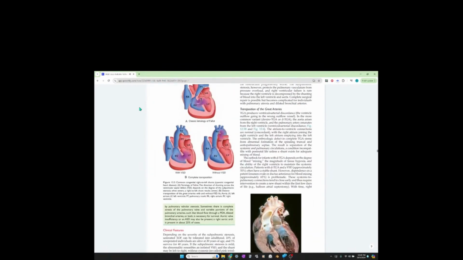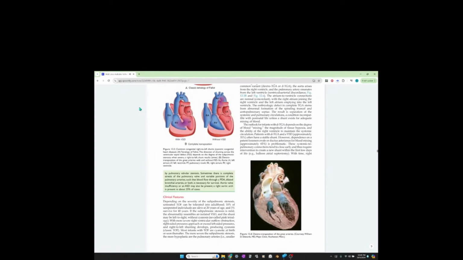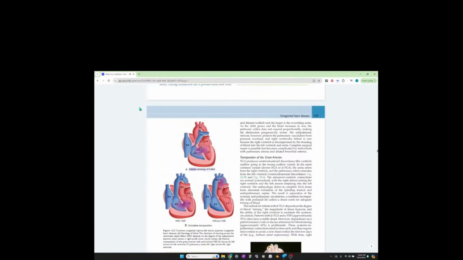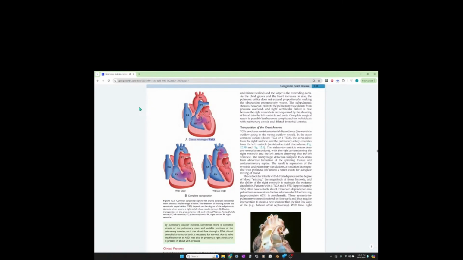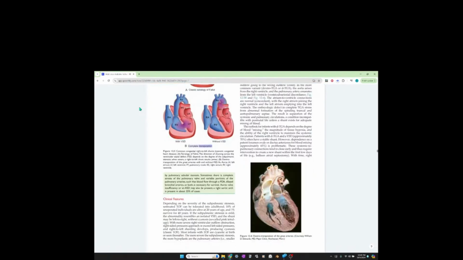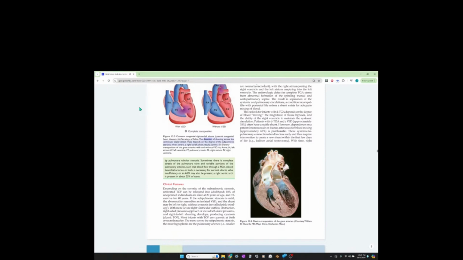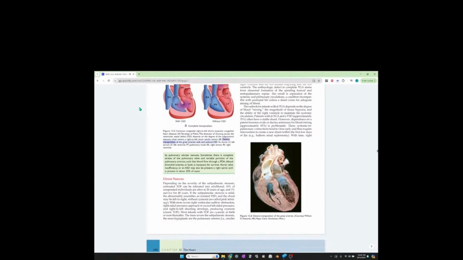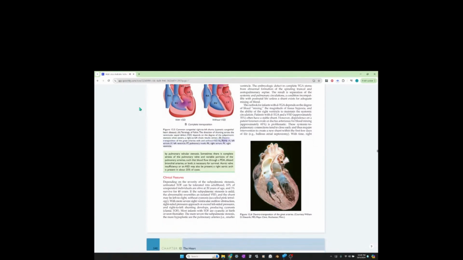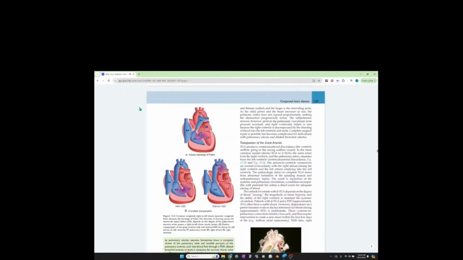Figure 12.5. Common congenital right to left shunts. Tetralogy of Fallot. The direction of shunting across the ventricular septal defect depends on the degree of the subpulmonic stenosis. If severe, a right to left shunt results. Dextro-transposition of the great arteries with and without VSD. Ao, aorta; LA, left atrium; LV, left ventricle; PT, pulmonary trunk; RA, right atrium; RV, right ventricle.